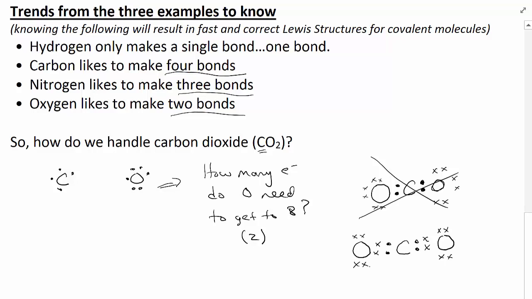And now we have a situation where the carbon sees 8 electrons around it. Let me highlight those 8 electrons. There's the 8 electrons that the carbon sees. It feels like it's got part of all 8 of those, and therefore it's mimicking being a noble gas, being a neon. All right, so the final structure then for carbon dioxide is C, double bond O, double bond O.